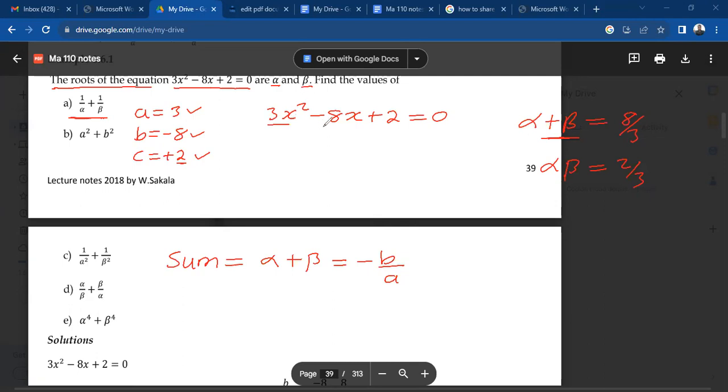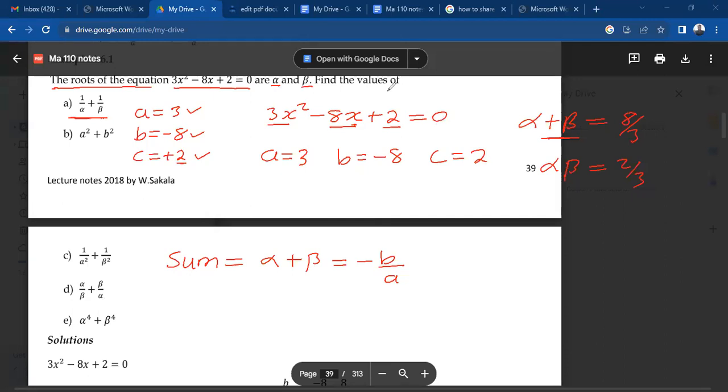3x squared minus 8x plus 2. A is the value that is attached to x squared, which is 3. B is the value that is attached to x, that is minus 8. And C is the value that is a constant alone, not attached to any variable.